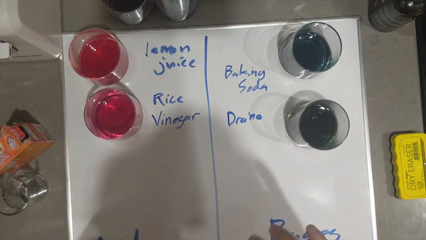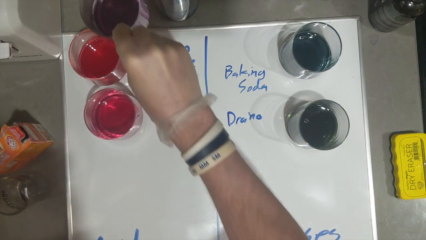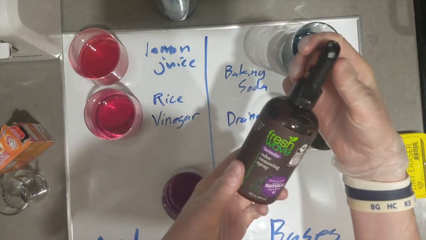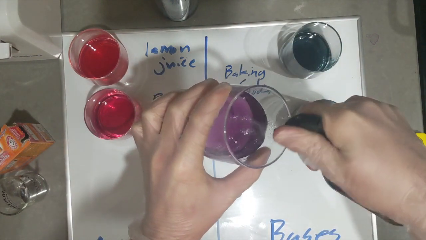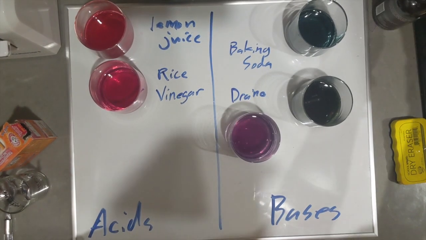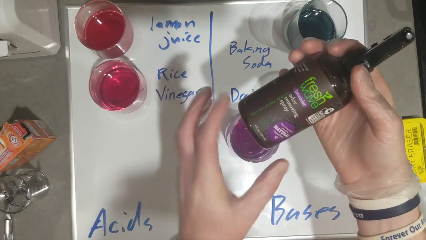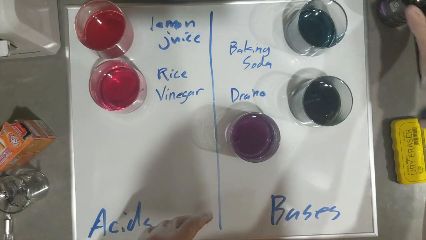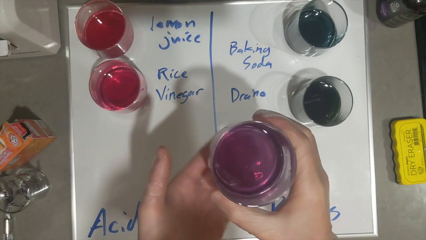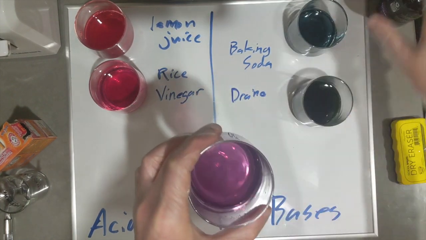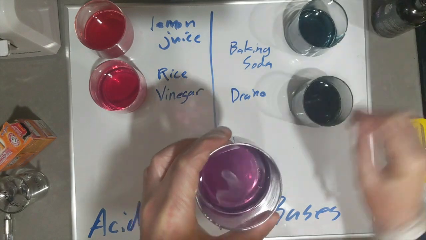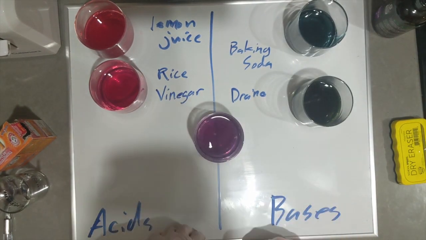Now I got a couple more things here that we can mess with. The last one I have is an air freshener. So let's see what this does. Little technical glitch, and we're back. So we were just messing with this air freshener. It went into this glass. Nothing happened. So what does that tell us? That tells us that this is not an acid or a base. This is neutral. And it goes right there.